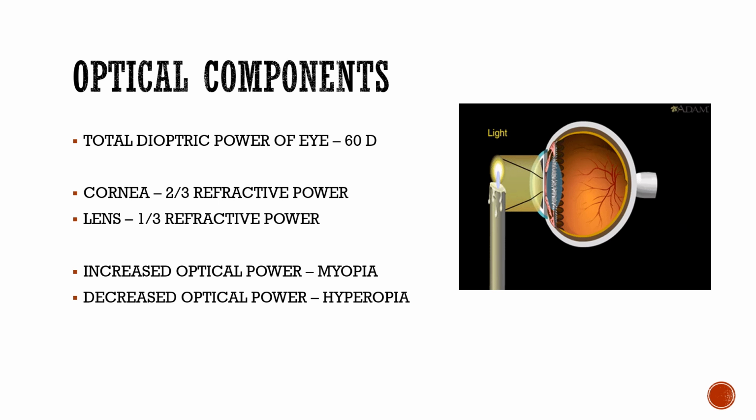The total optical power of the eye is 60 diopters on average. Two-thirds of the power is contributed by the cornea and one-third by the lens inside the eye. When the optical power of the eye is very high, it can cause myopic refractive error. And when the optical power of the eye is lesser, it can cause hypermetropic error.